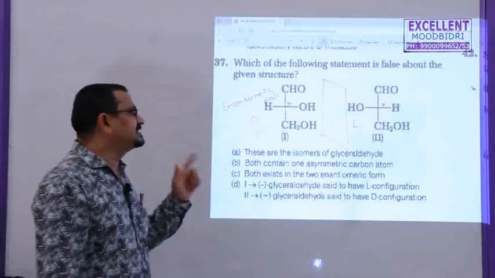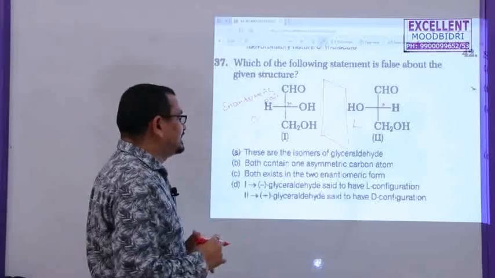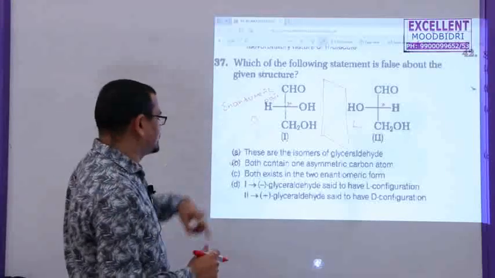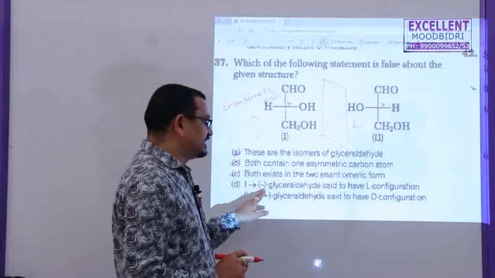So these are the isomers of glyceraldehyde, correct. This line is correct: both contain one asymmetric carbon atom. Both exist in two enantiomeric forms, yes, obviously, this is also correct. One refers to levoglyceraldehyde. How can we say?